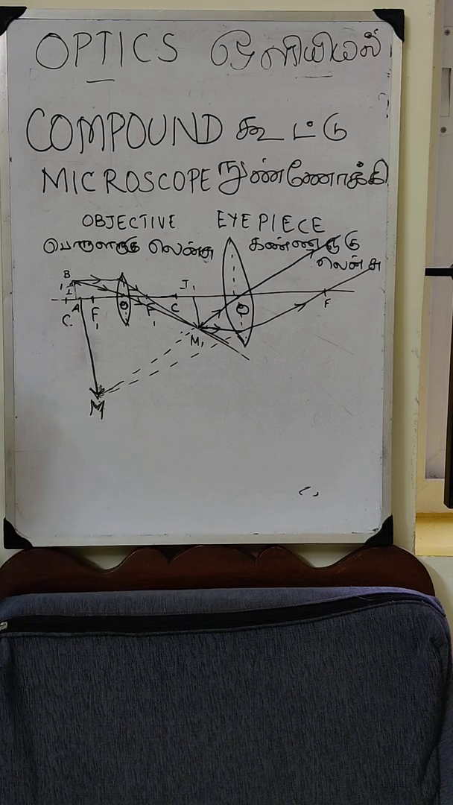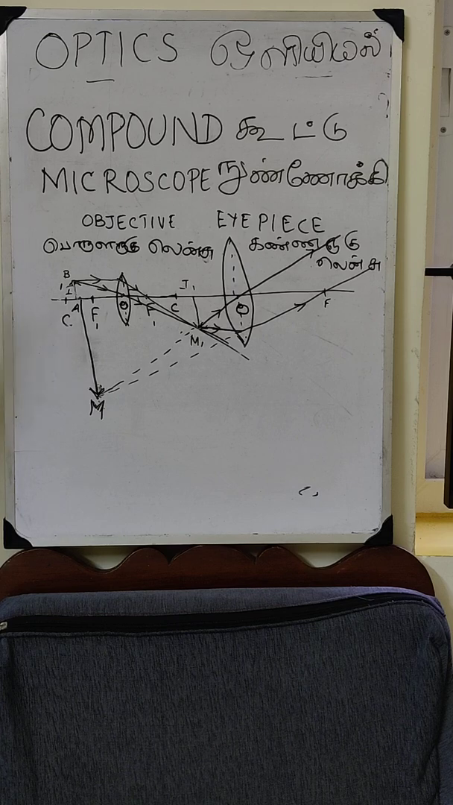So there are 2 types, and also the telescopes can be of 2 types. One is called the terrestrial telescope. Terrestrial means which is used to view the objects on the earth. And the other one is called the astronomical telescope, which is used to view the objects in the space, in the universe.